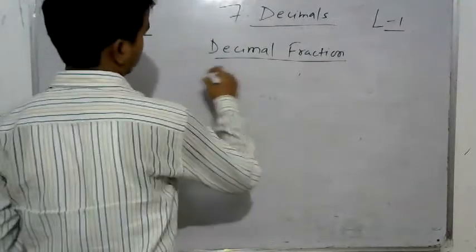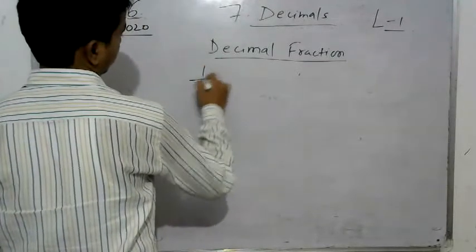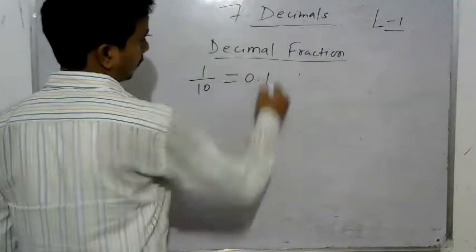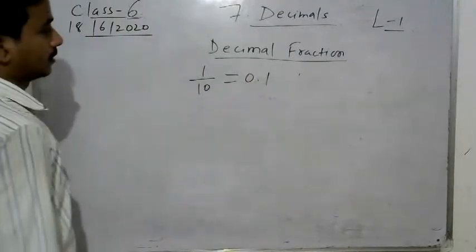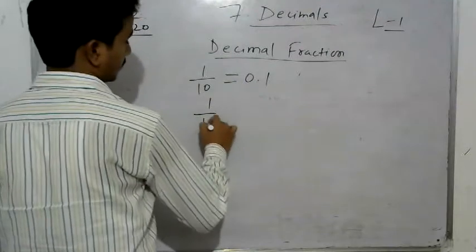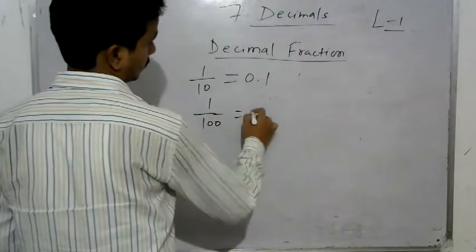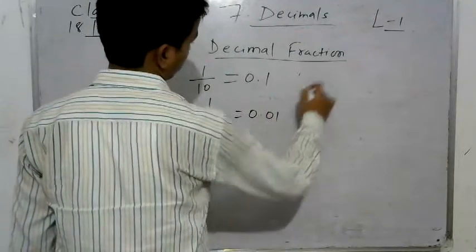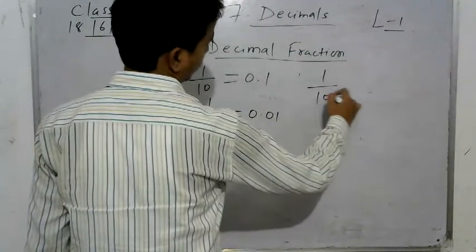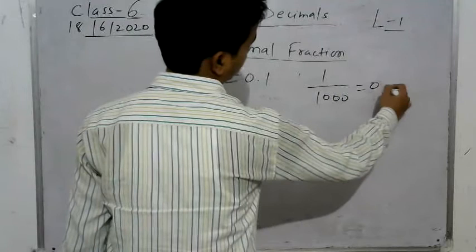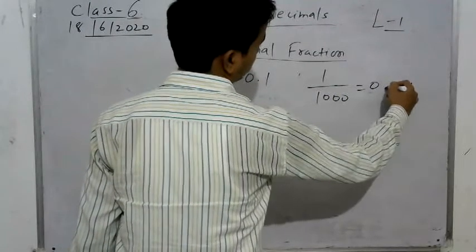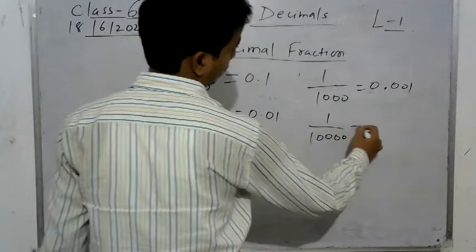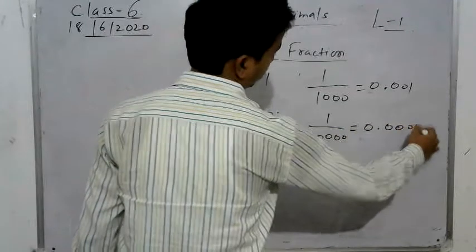Now let us understand, suppose we write 1 by 10. So 1 by 10 will be equal to 0.1 in decimal form. What is 1 by 100? 1 by 100 will be equal to 0.01 in decimal form. What is 1 by 1000? 1 by 1000 will be equal to 0.001. What is 1 by 10,000? It will be equal to 0.0001.